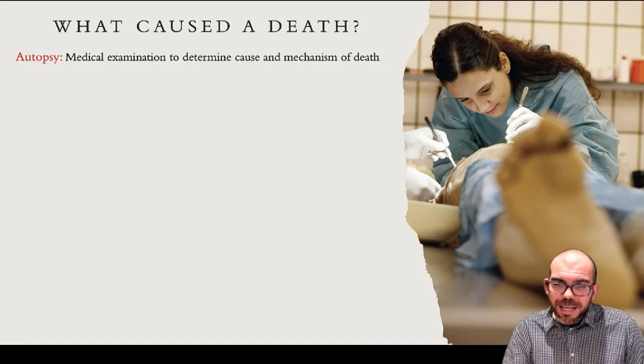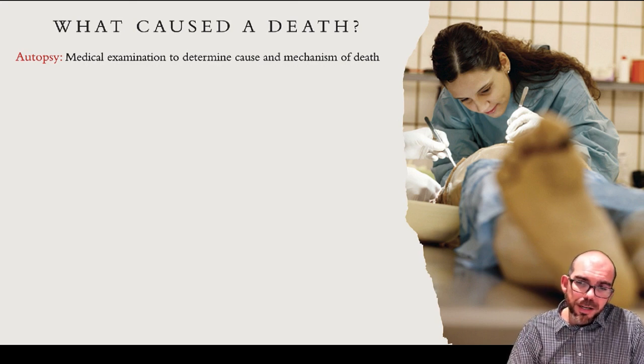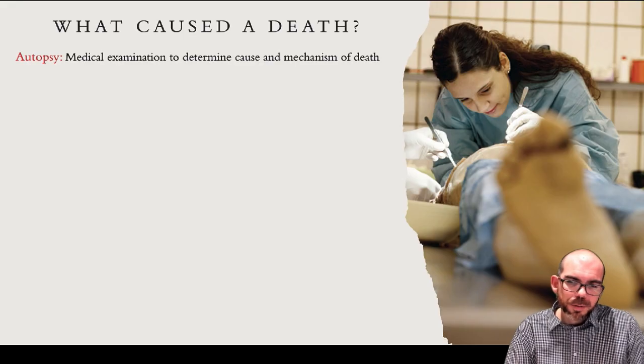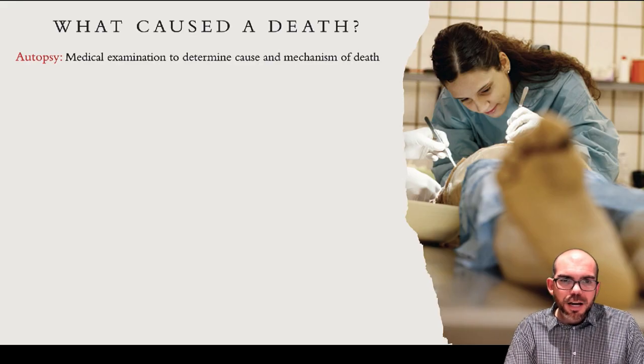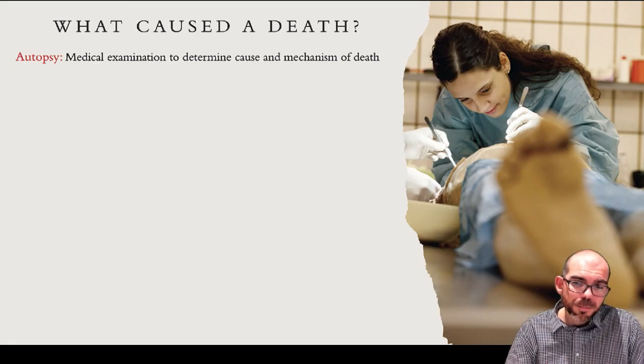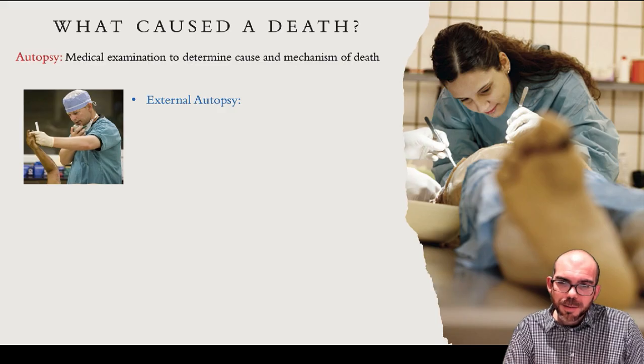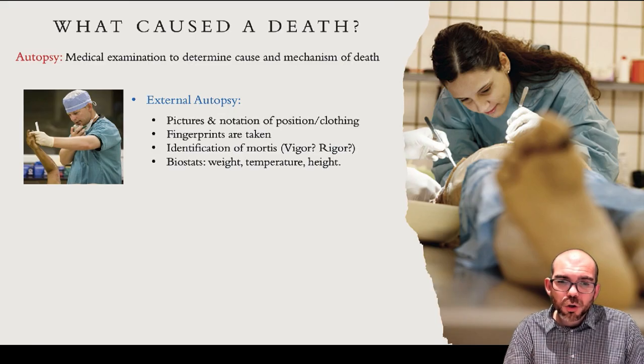To determine the actual cause of death, rather than just the time, if you're not able to discern that just by looking at the body, an autopsy can be performed to give us more insight. An autopsy is a medical examination to determine the cause and mechanism of death. A reminder, this is performed by medical examiners and forensic pathologists. There are 2 types of autopsies that occur. The first is an external autopsy.